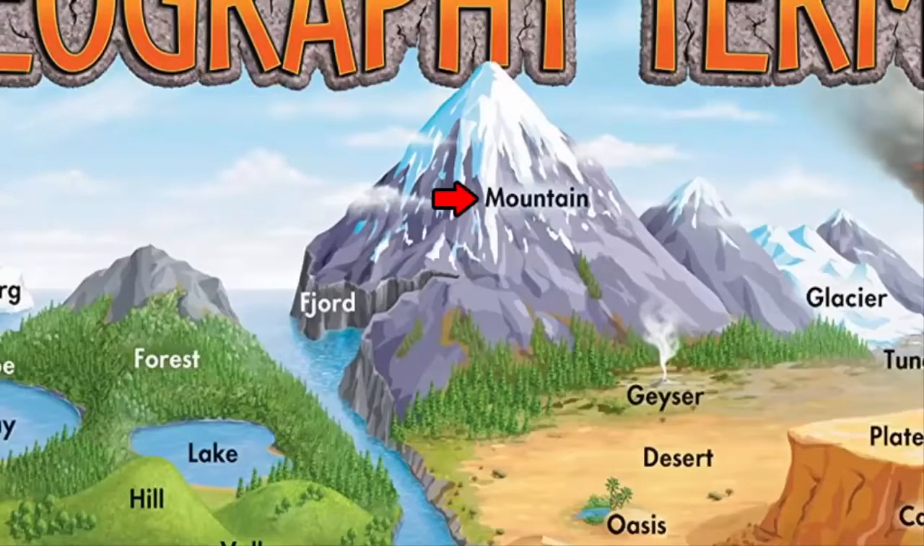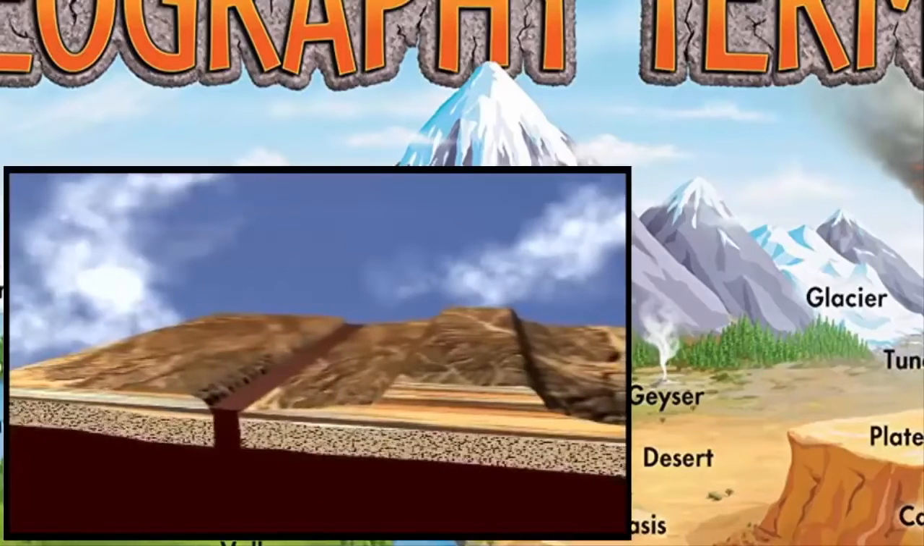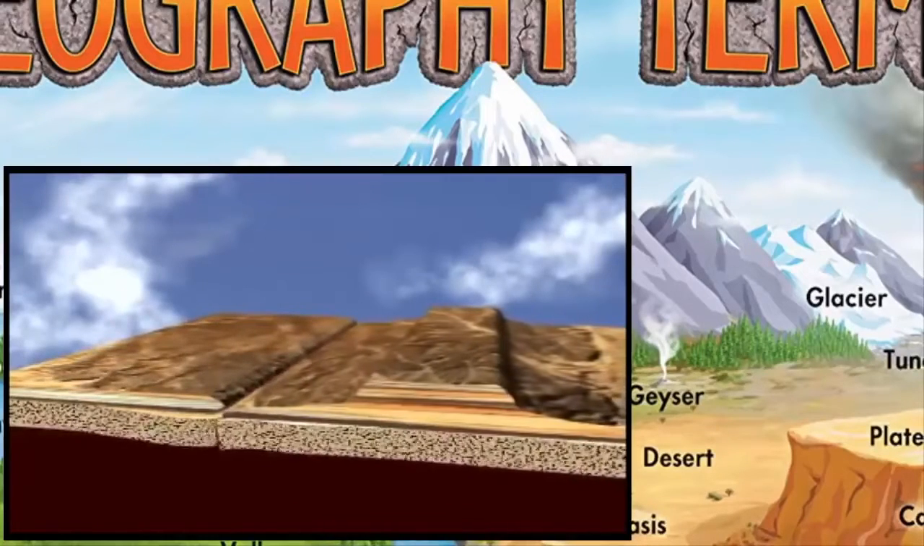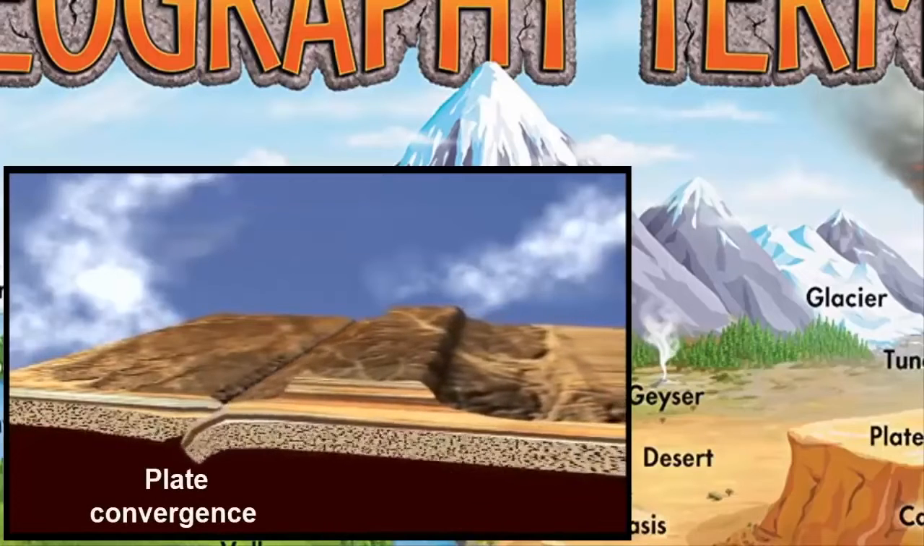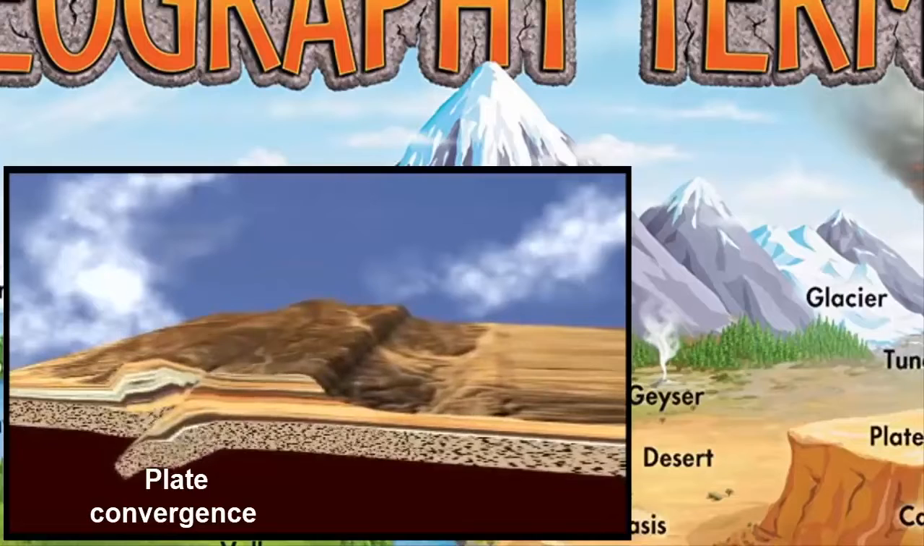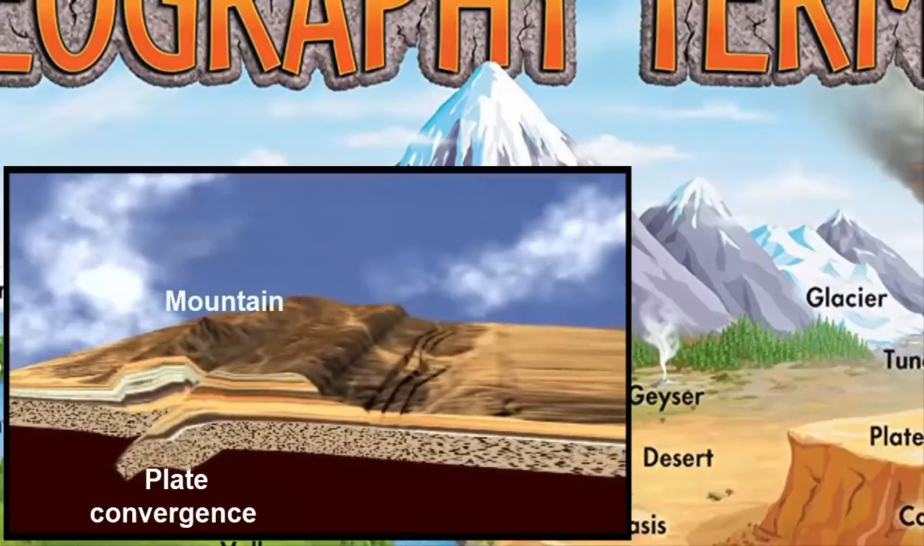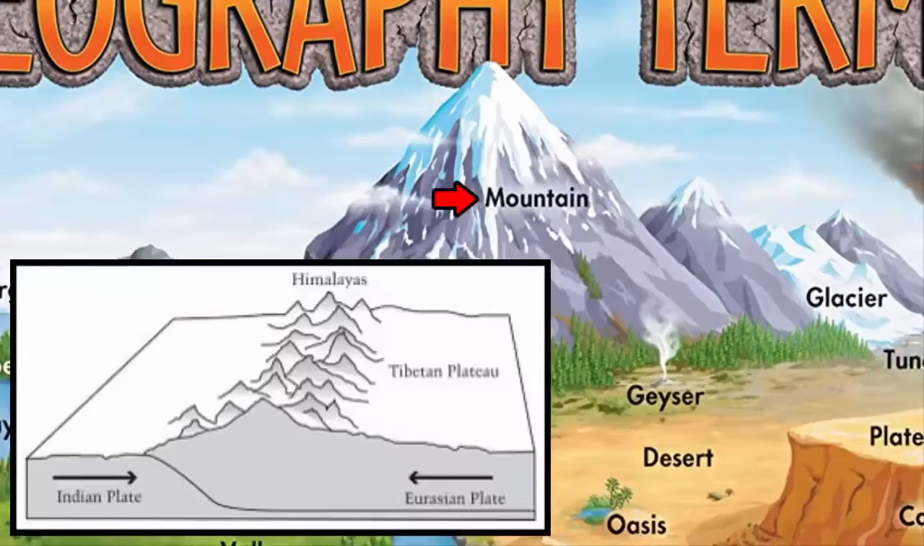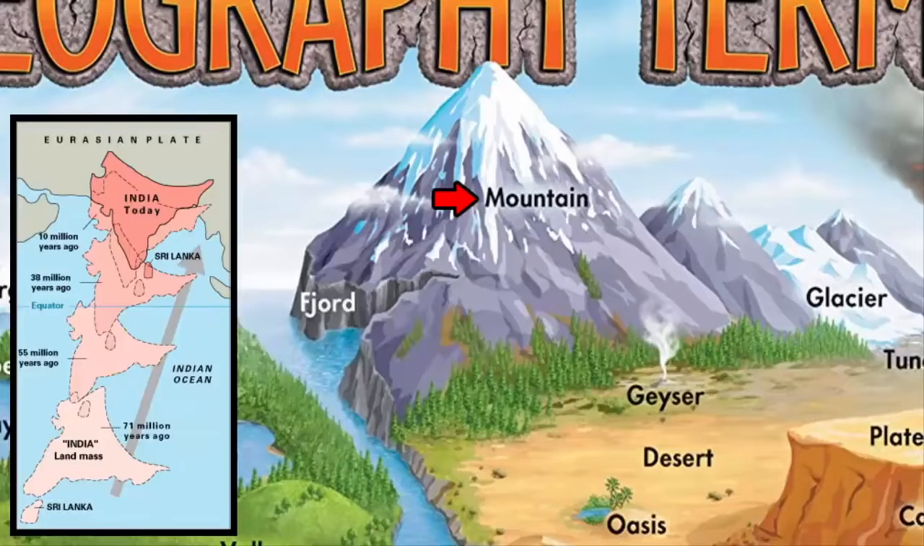If you look at a mountain, they are formed due to the movements of tectonic plates. They are formed by slow but gigantic movement of the Earth's crust. This is called plate convergence. When two continental plates collide, it pushes the rocks upward, and that forms a mountain range. A good example is the Himalayan mountain range. They were formed as a result of the collision between the Indian plate and the Eurasian plate, which began 50 million years ago, and it still continues today.